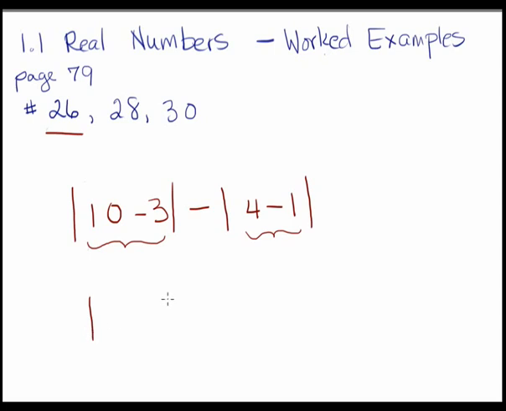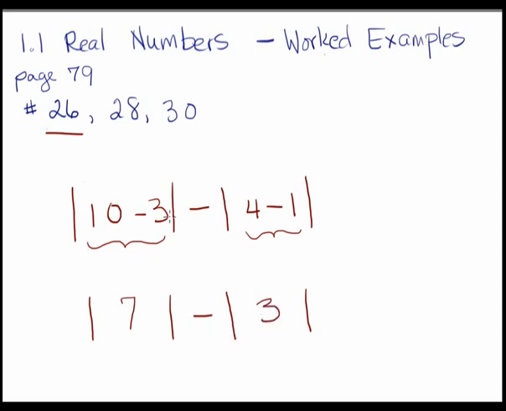Inside the first set of absolute value bars, I have a subtraction problem. 10 minus 3 is 7. When I do that subtraction, I can just drop its result straight down. But notice, I haven't removed the absolute value bars. I've simply done the work inside them. Inside the second set of absolute value bars, I have another arithmetic problem to do. 4 minus 1 is 3.